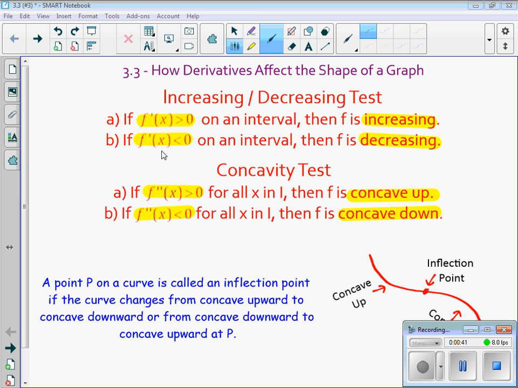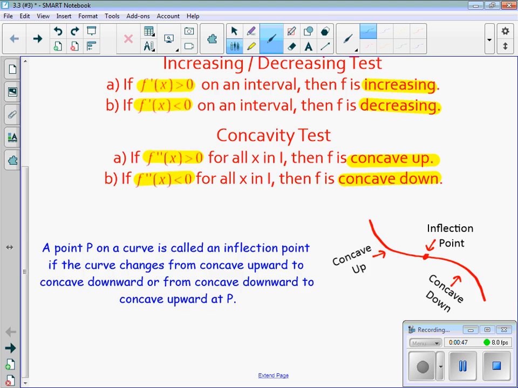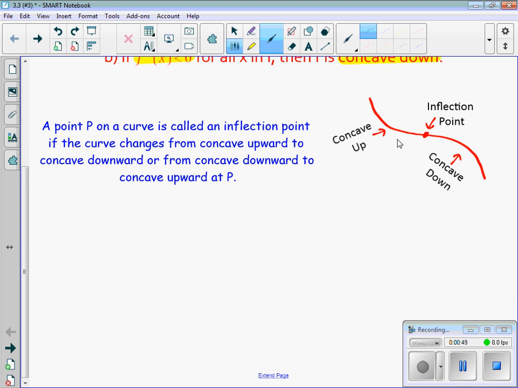Okay, so first derivative, increasing, decreasing. Second derivative, concavity. If you look at the picture here, I drew a nice picture of concave up. It's curved up, concave down, curved down. There's an inflection point in between, so that's what this says here, when it changes concavity.